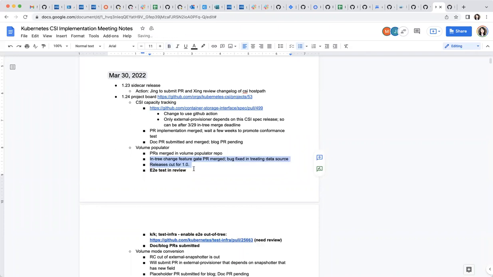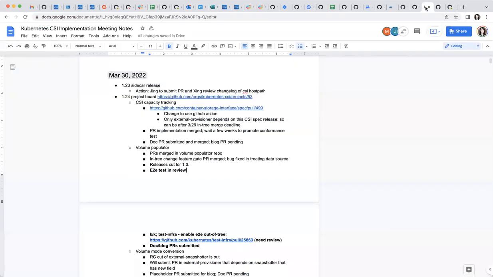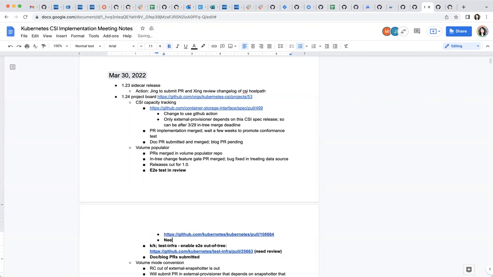I can put a link to it in the chat if you want to review it too, Xing. Just one PR, right? We just need this one. Yeah, this is the in-tree E2E test, so we don't want to go overboard, because this is going to cost everyone time. What this does is it installs the data source validator and a populator, and it creates a PVC and verifies that it gets created. This should be enough that if someone were to break the in-tree feature, this test would catch the regression. That's the main point of having this test: to catch a regression in any of this code caused by accident by someone else.